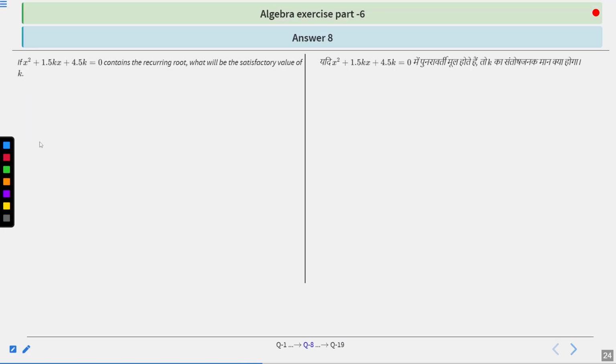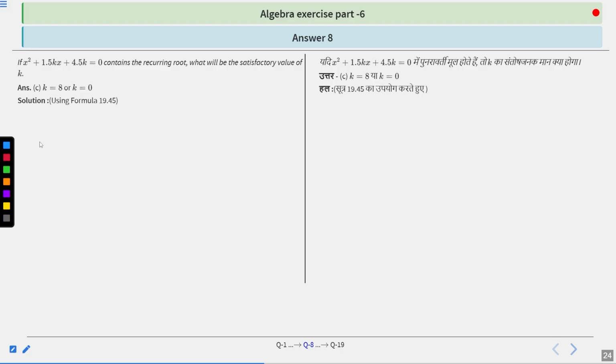So we were given an equation that is x square plus 1.5kx plus 4.5k equal to 0. And it was said to us that it contains a recurring root. Then we have to find the satisfactory value of k. The answer to this question is option number C, k is equal to 8 or k is equal to 0. Now, let us look at the solution of this question.